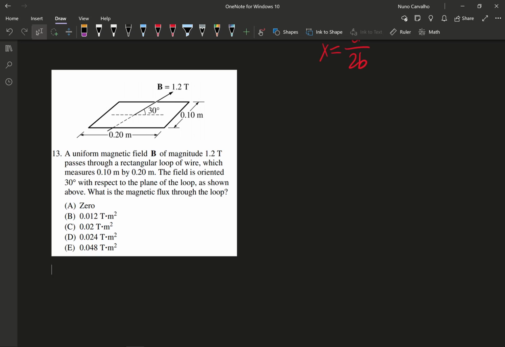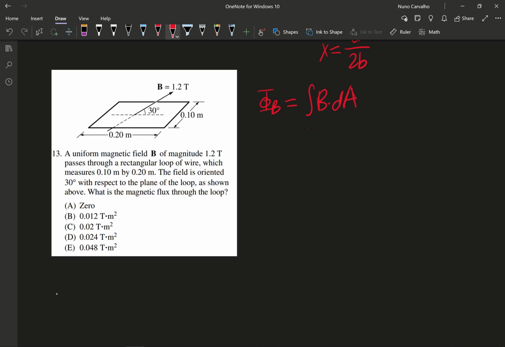Number 13, we're told that a uniform magnetic field B of magnitude 1.2 teslas passes through a rectangular loop of wire which measures 0.1 meters by 0.2 meters. The field is oriented 30 degrees with respect to the plane of the loop. As shown above, what is the magnetic flux through the loop? Well, all we need is the formula for magnetic flux, which is going to be given by this. And I would recommend memorizing that it's an integral with a dot product inside and not just B times A, because this is where this comes in handy.